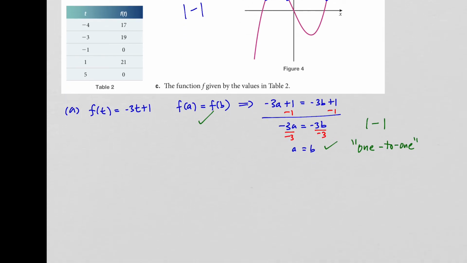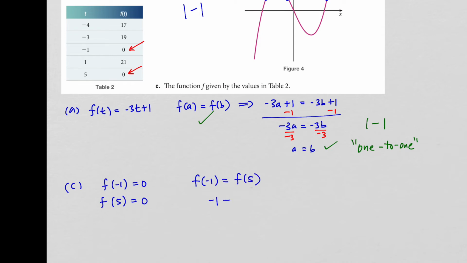And finally, for the last example, it says to look at the function f given by the values in table 2. So here's our table, and we want to know, is this a one-to-one function? What we're looking for is f of a equals f of b. If you look carefully here, you'll notice that the function value here is 0, and the function value here is 0. So from that table, I can see very clearly that f of negative 1 is equal to 0, and also f of 5 is equal to 0. So we can see very clearly that f of negative 1 is equal to f of 5.